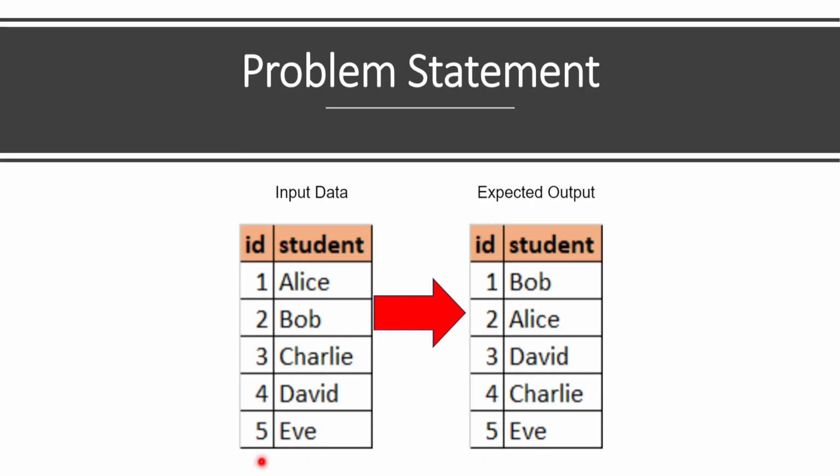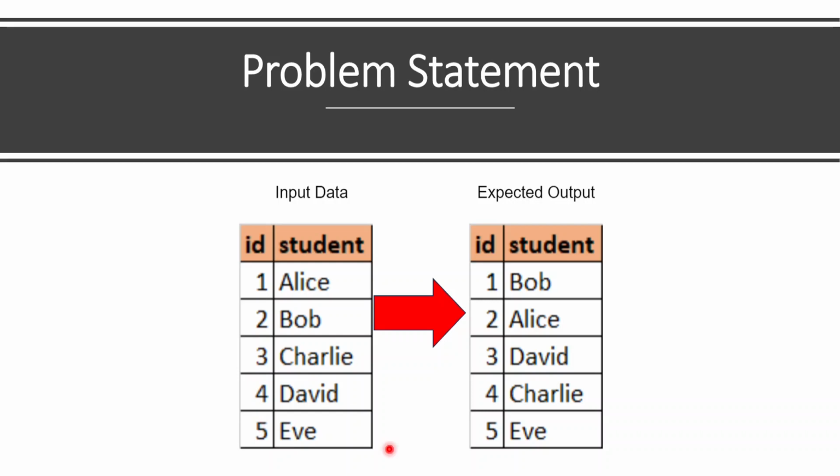In case we have one more record, 6, then we can easily swap 5 and 6. But in this example, we have only 5 records. So we are going to swap the first 2 students. Then after that the third and fourth, and 5 we are going to keep as it is. I hope you understood the requirement.